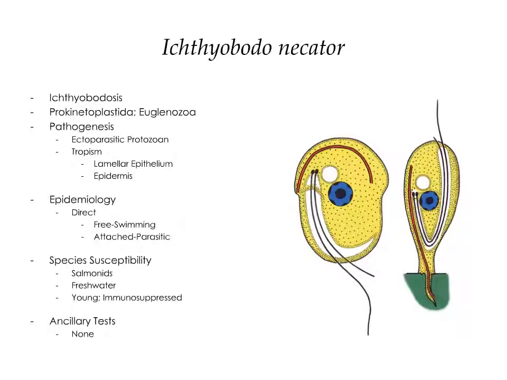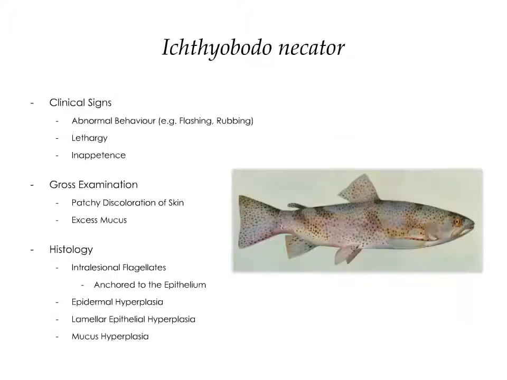This is primarily a disease of salmonids in the freshwater environment. The young and the immunosuppressed are particularly susceptible to infection. At present, ancillary testing is unavailable. Clinical signs associated with infection include abnormal behavior, lethargy, and inappetence. Examples of abnormal behavior include flashing and rubbing.